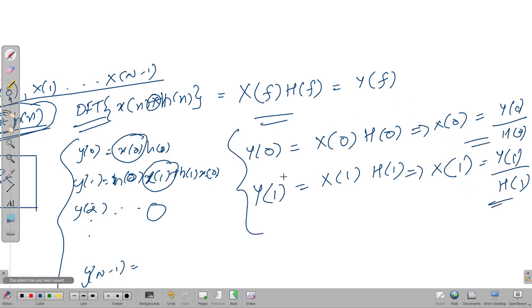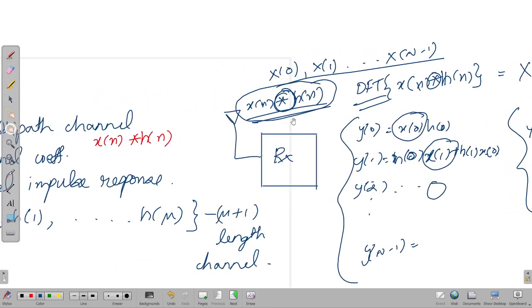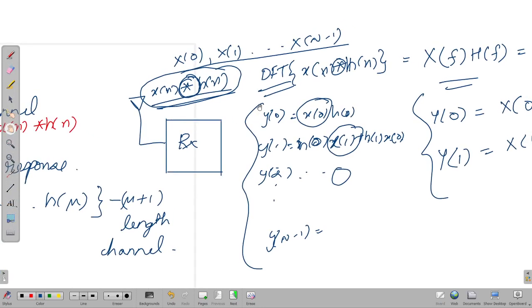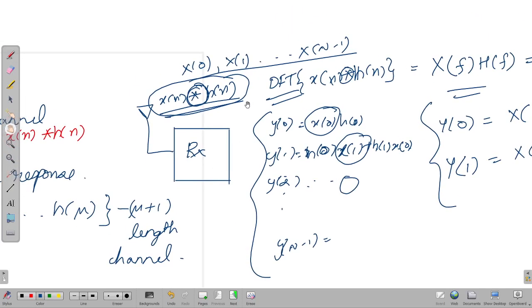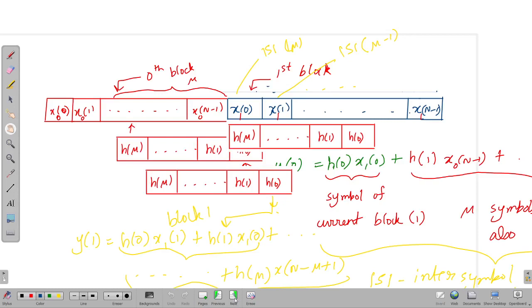In order to enable this, this should be a circular convolution. But in reality, what happens is a linear convolution, because in every wireless communication channel, the channel does a linear convolution. That is true for all systems. The input with the impulse response, always it is a convolution operation. It is a linear convolution operation. So I'm finding ways to convert linear convolution to a circular convolution.